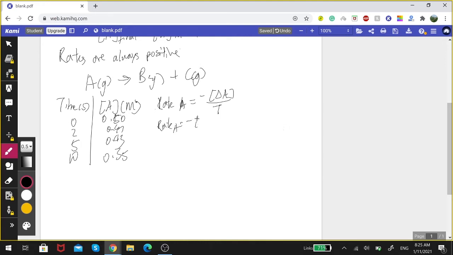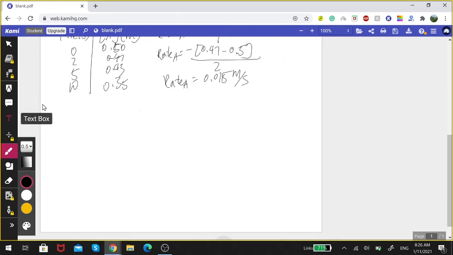Now let's say we use 0.47 minus 0.5, divided by the change in time, which will be 2 minus 0, which is 2. So this will give us an answer of rate of A is equal to 0.015 molar per second. Now, if you chose two different points, like 0.35 and 0.43, using different numbers will not give you identical answers, but the answers will be close enough.